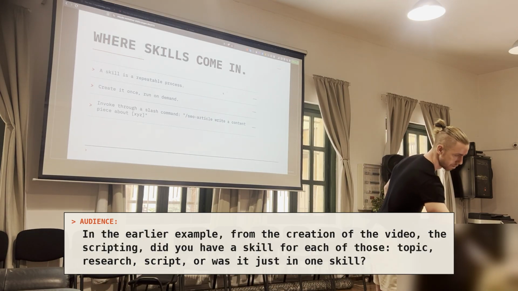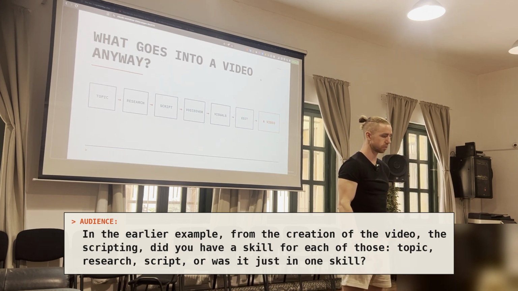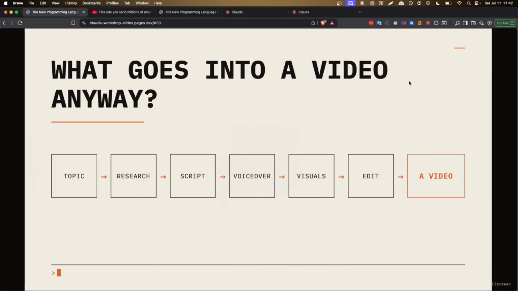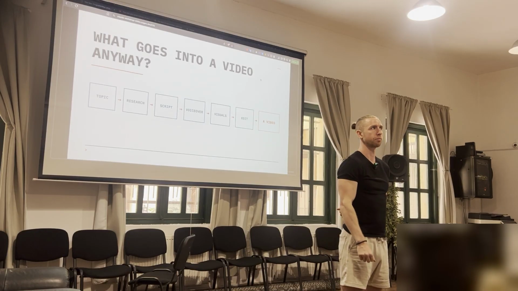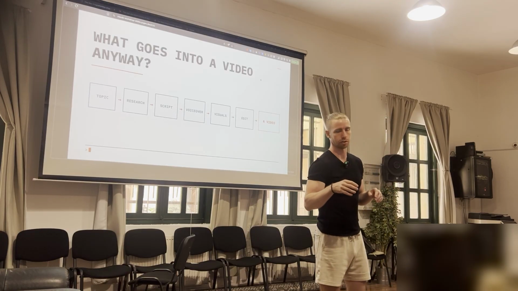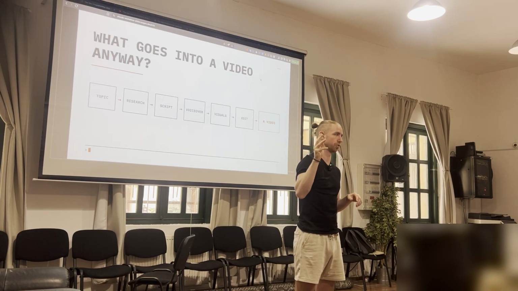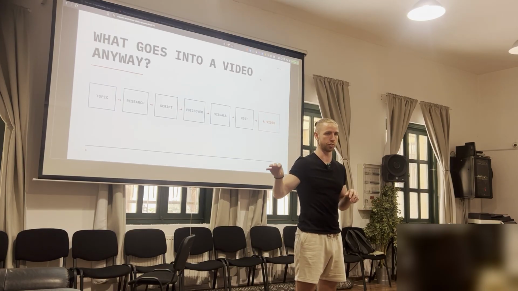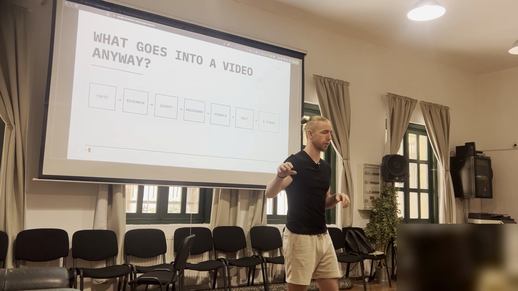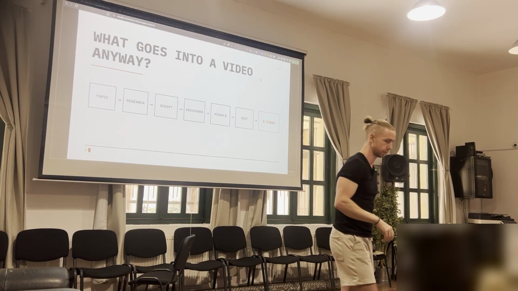So did you have a skill for each of those, topic, research, script, or was it just all in one skill? Yeah, so you can do both. As the models get better, it's fine to put everything in one skill basically, or you can map it out. So you can say, here's the whole pipeline, and you start with saying, okay, first invoke skill 1, then skill 2, then skill 3. So the same skill can invoke other sub-processes, basically. Does that make sense? Yeah. Okay. So you can talk to the agent, and then you can find a way to architect it that works for you.